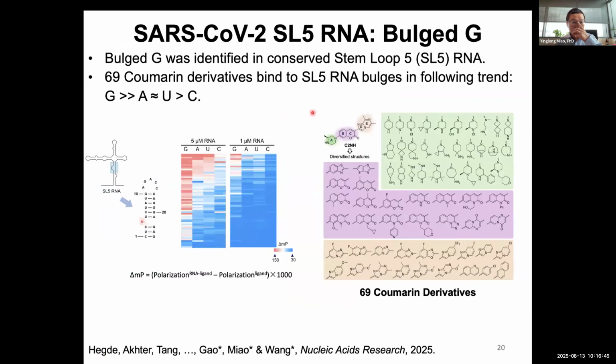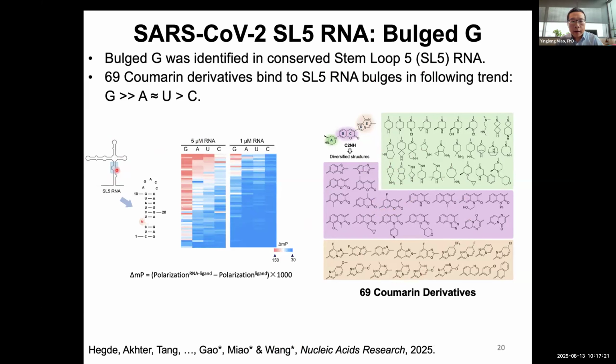More recently, with COVID, we also looked at ligand binding to RNA in SARS-CoV-2. For SARS-CoV-2, people found a bulged G in the stem loop 5, SL5. So SL5 is quite conserved in the virus for replication and infection. And with this RNA target, our collaborators in Jin Xuang's lab synthesized about 70 coumarin derivatives. Given these compounds, we looked at the binding to the target RNA.